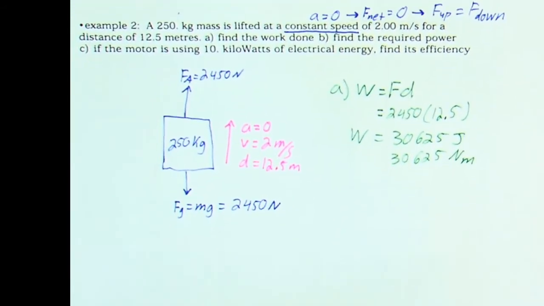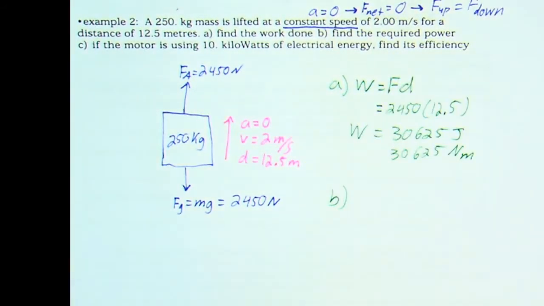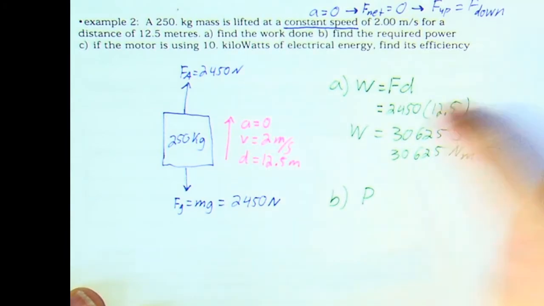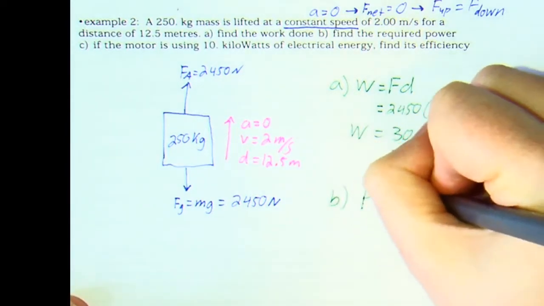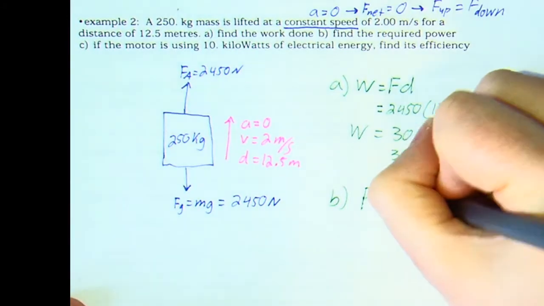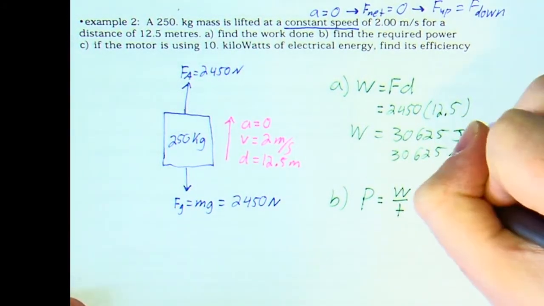I want to make sure I can keep all of this on the same page here. So let's look at B. We are told to find the required power to actually make this happen. So, expression for power. We have work already. If we look back at the expression we had for power that involved work, power was equal to work over time. So we've got the work. The work was 30,625.